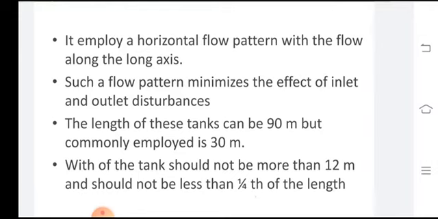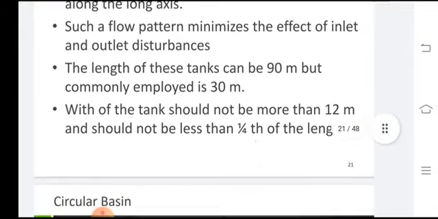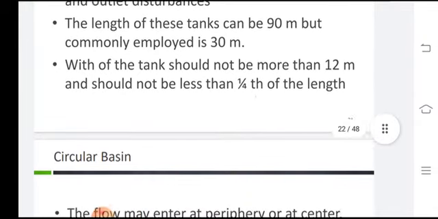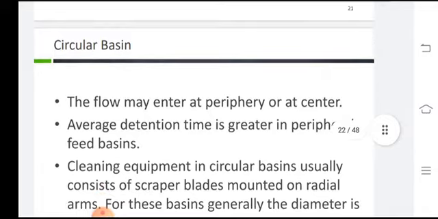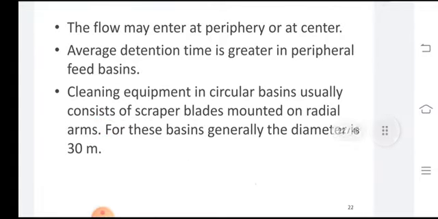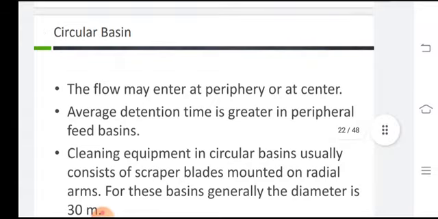Width of the tank should not be more than 12 meters and should not be less than 1 by 4th of the length. These are some of the design parameters. Now this is something about the circular basin, and the flow may enter at periphery or at center. Average detention time is greater in peripheral feed basins.